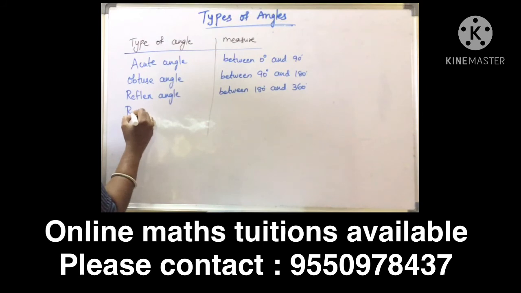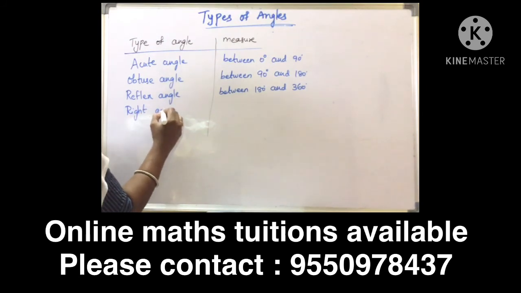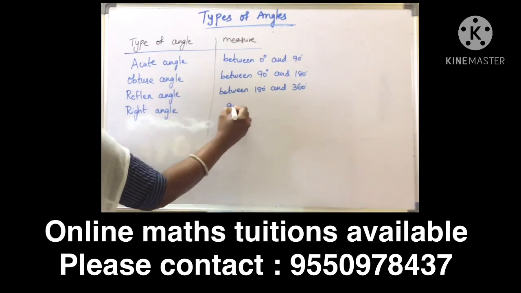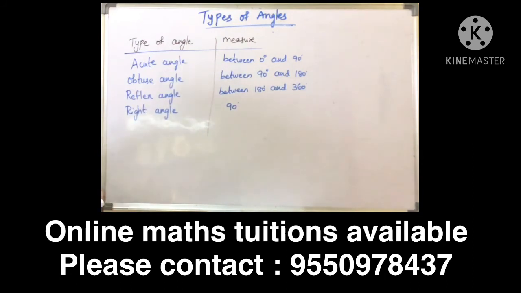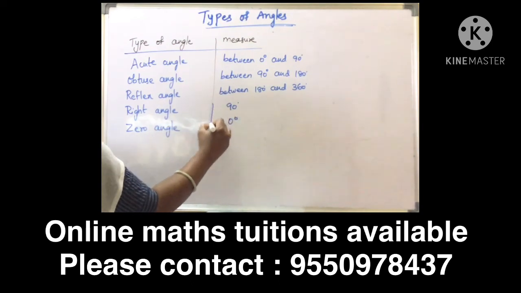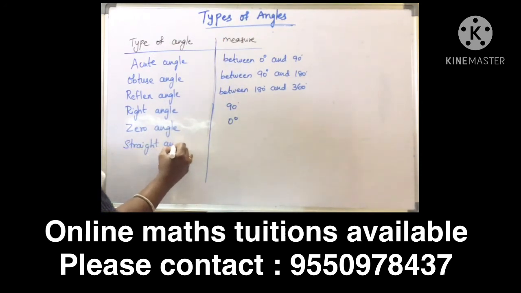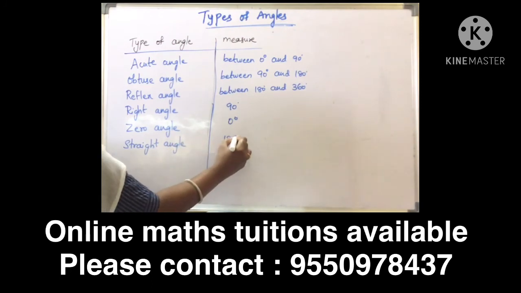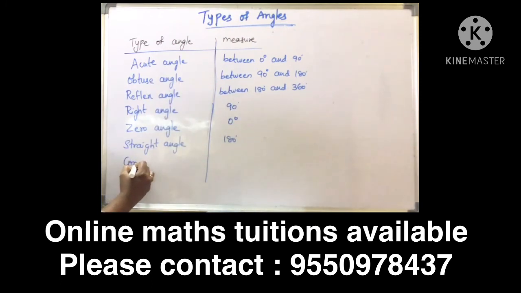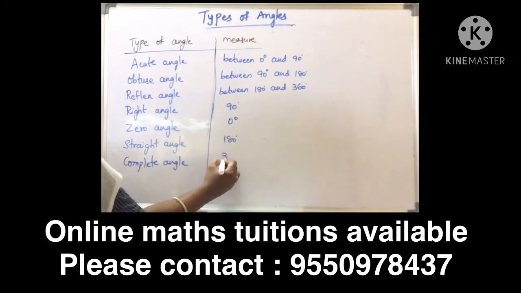Next is right angle. Right angle is nothing but an angle whose measure is 90 degrees, we call it a right angle. Next is zero angle. An angle whose measure is 0 degrees is called a zero angle. Next is straight angle. An angle whose measure is 180 degrees is called a straight angle. Next is complete angle or whole angle. An angle whose measure is 360 degrees is called a complete angle.